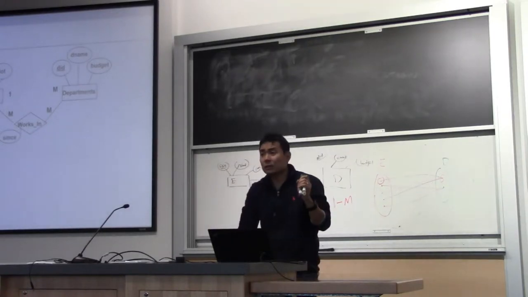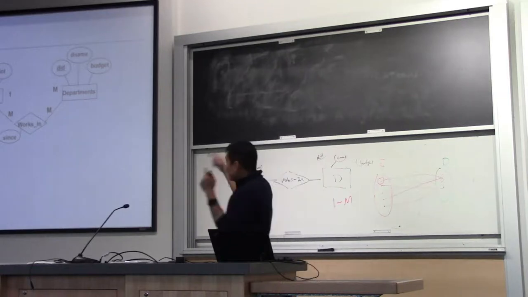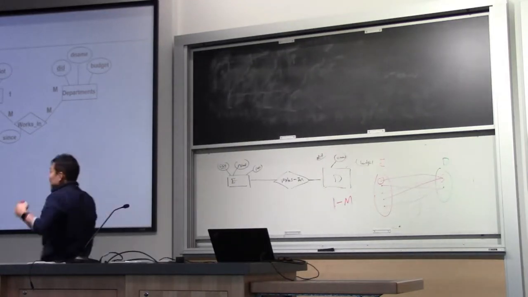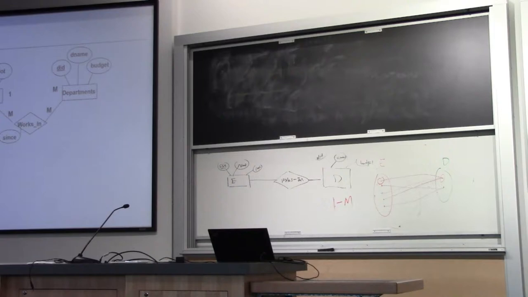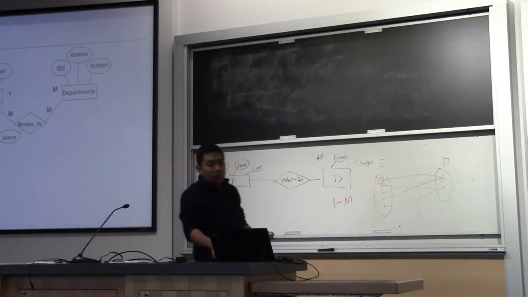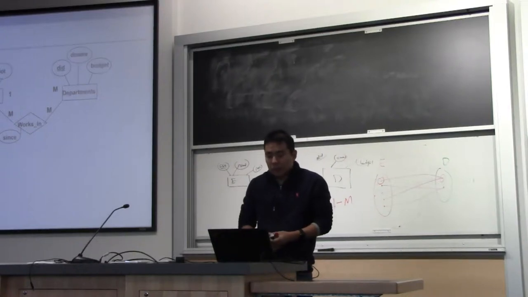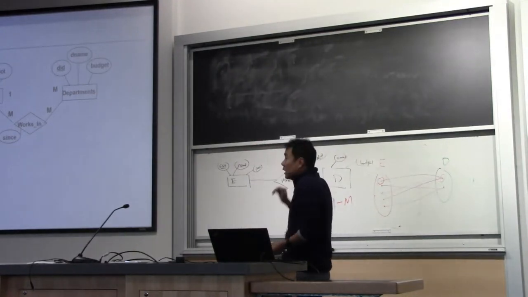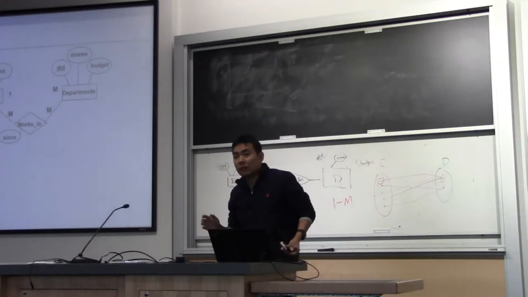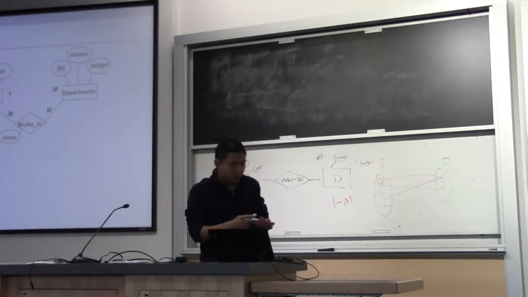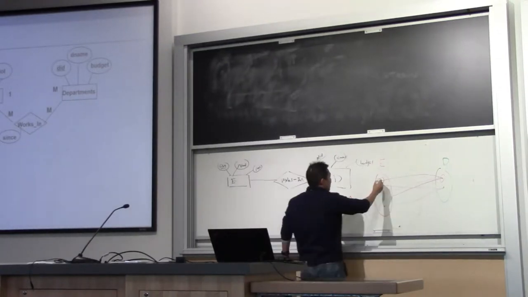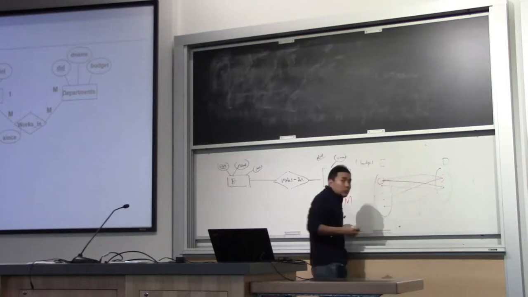So how do you capture that in your design? Well, by default, it's just a many-to-many map. If you just draw two lines, connecting your entity set with your relationship set, that by default implies a many-to-many map. Okay, let me keep the works-in relationship set as a many-to-many map, meaning that, okay, it's fine, you work for multiple departments. That's okay. I allow you to do that.